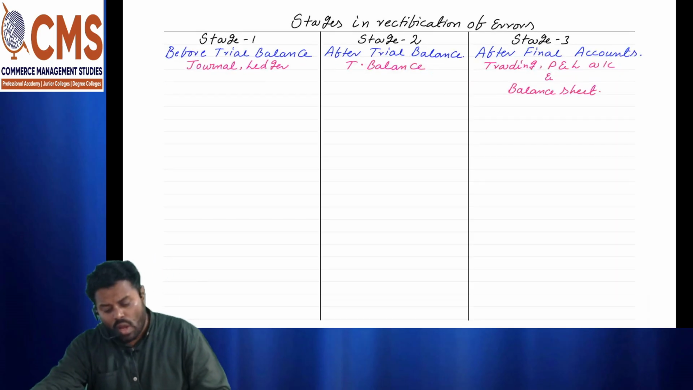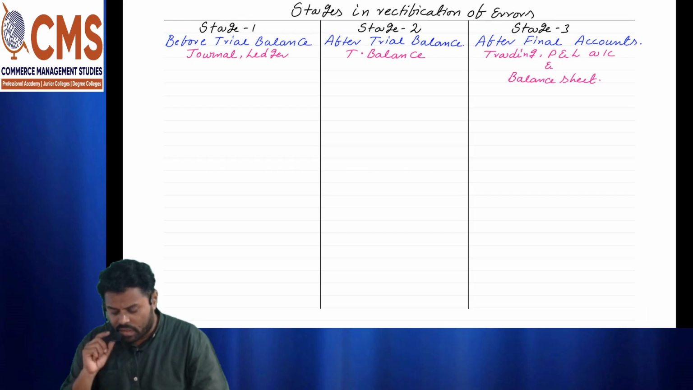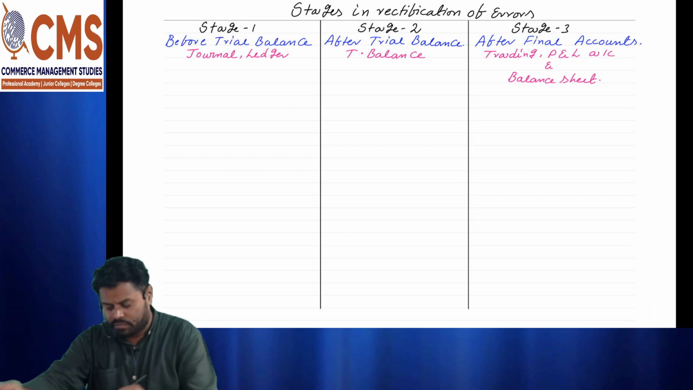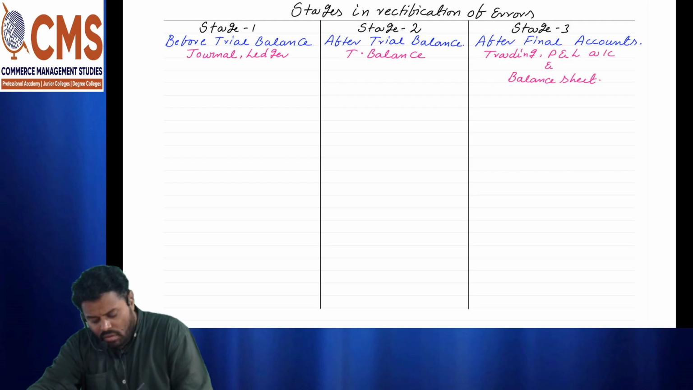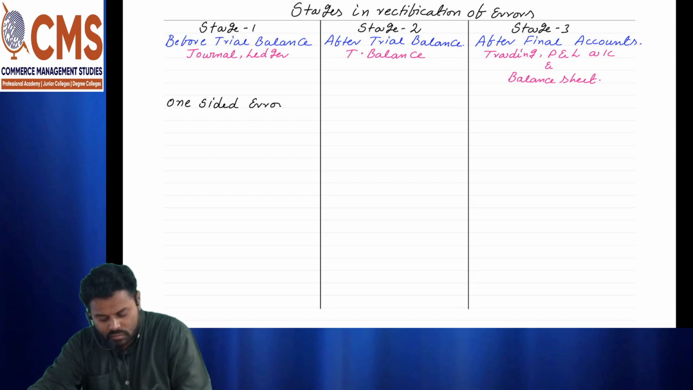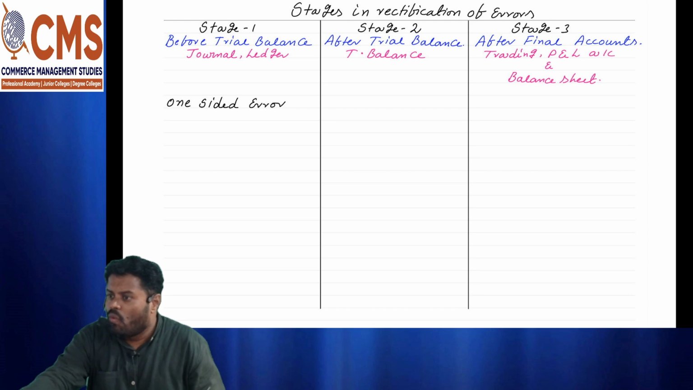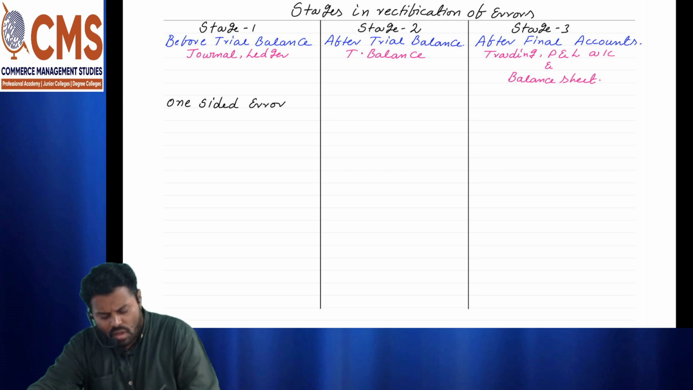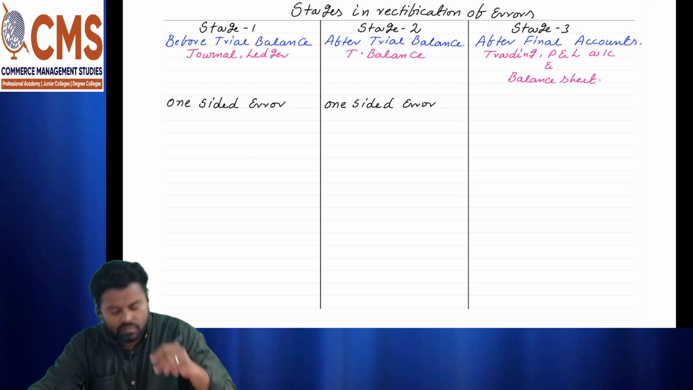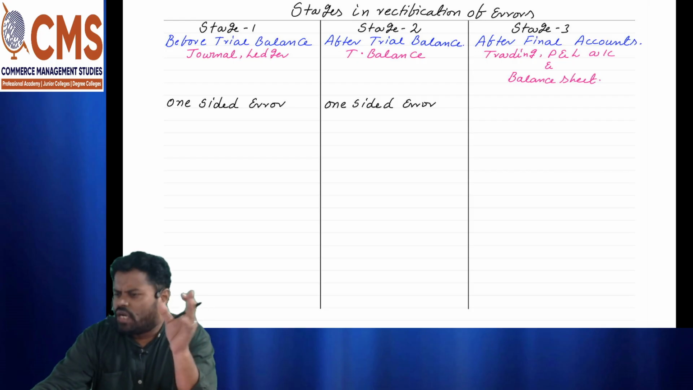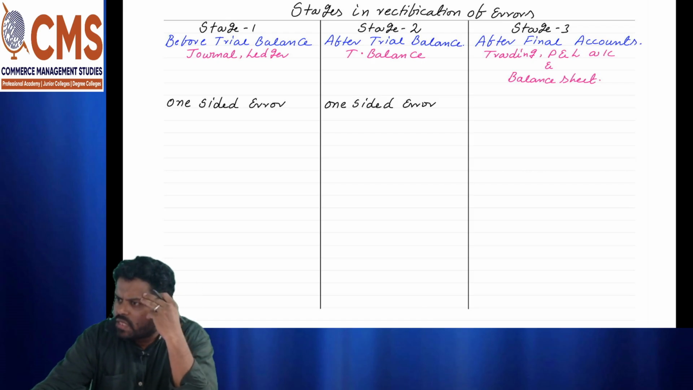Okay. Now, the next thing that you have to understand is, at this stage, is it a one-sided error? Okay. Is it a one-sided error? Now, what is a one-sided error? What do you think? General thing. When I say one-sided error, what do you think? One side. What do you mean by side?